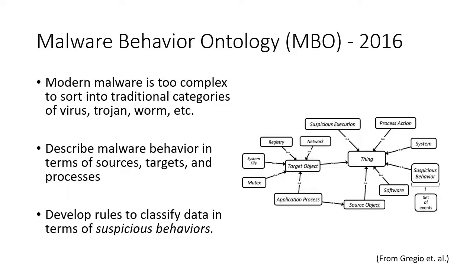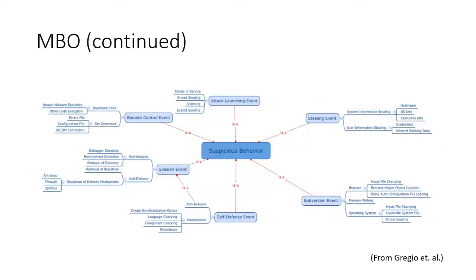So rather, this paper attempts to describe malware behaviors in terms of the source programs, the target objects, and the processes that the sources do on the targets. And so they use the Semantic Web Rule Language to develop rules that can classify these events into suspicious behaviors. This is just a closer look at what can be a suspicious behavior in the malware behavior ontology, but we'll come back to that in a bit.